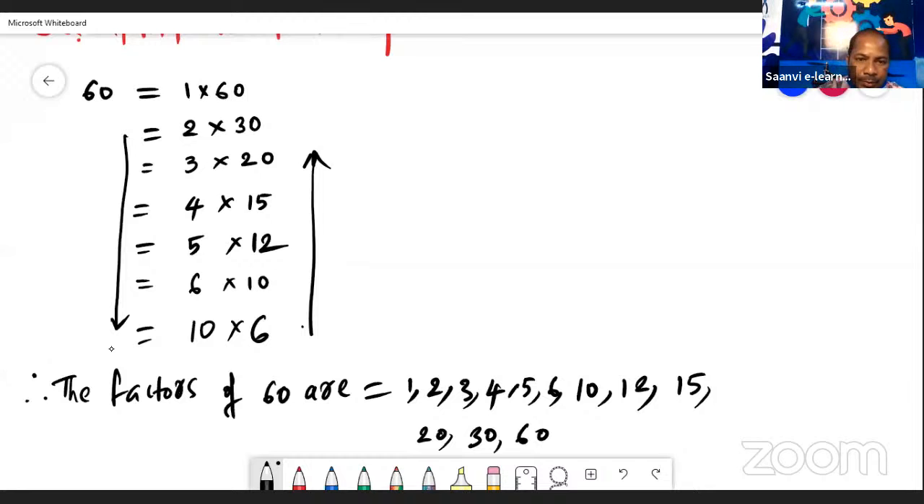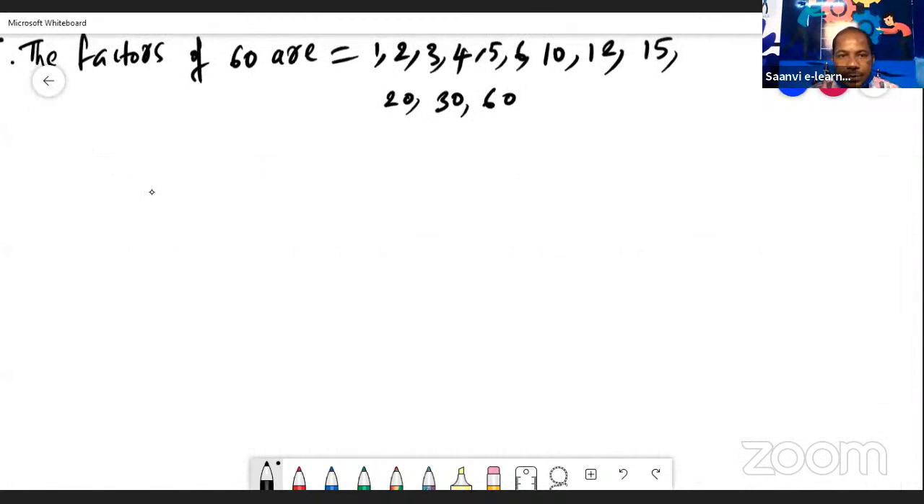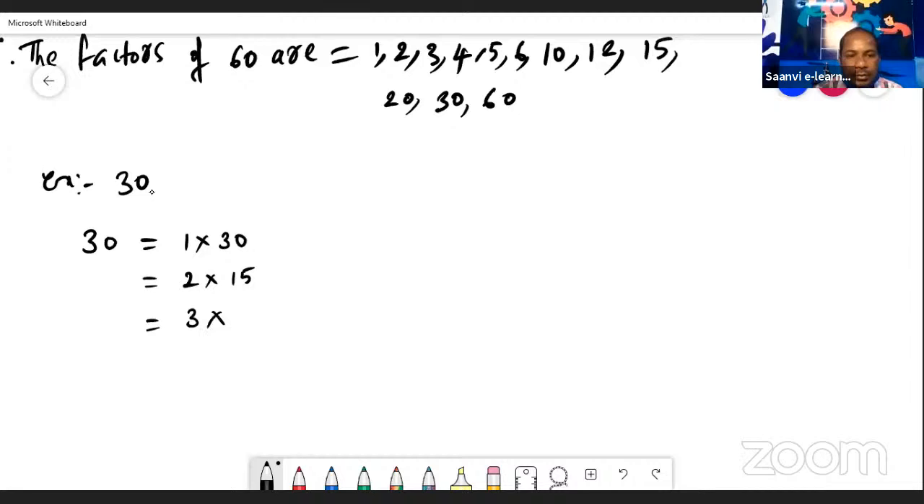Okay, let us see one more example, children. Suppose you take a number, suppose 30 is there. Okay, now we are finding the factors of 30. First of all, check with 1. 1 into 30 is equal to 30. Next, check with the 2 table. Yes, possible. 2 15s are 30. Next, check with the 3 table. 3 10s are 30. Okay.